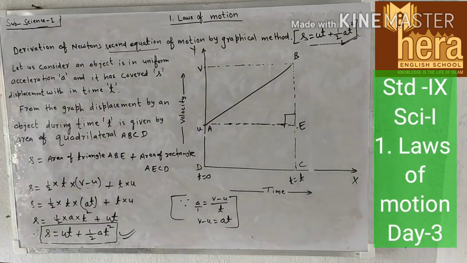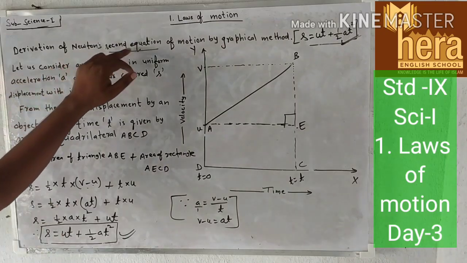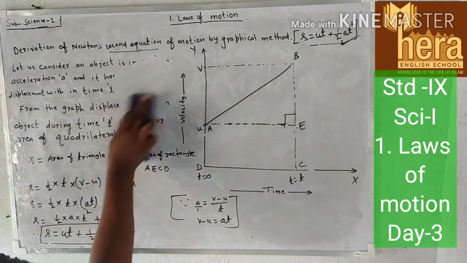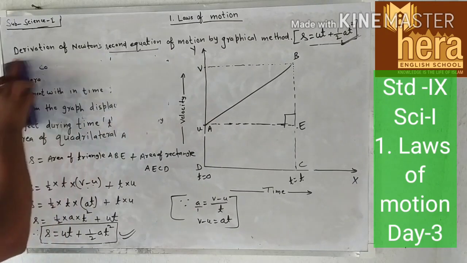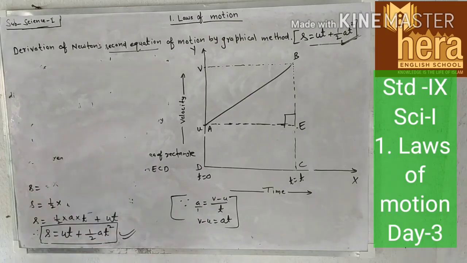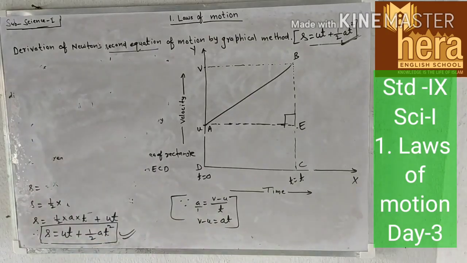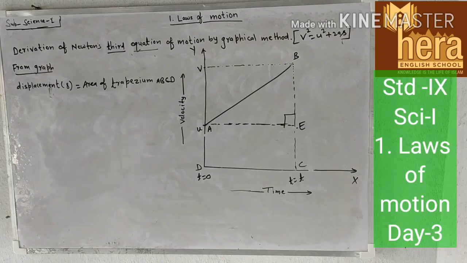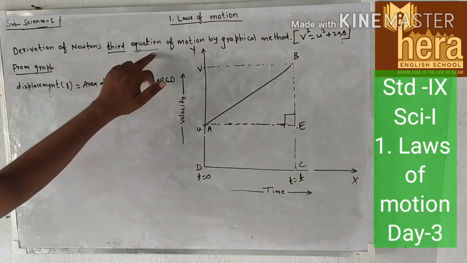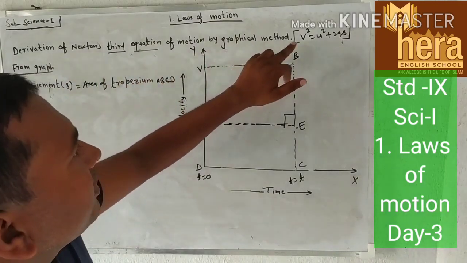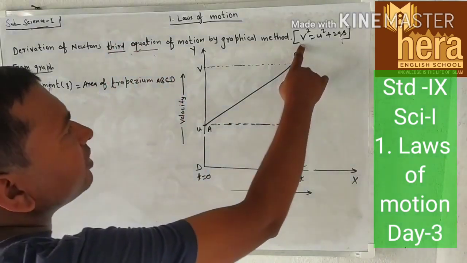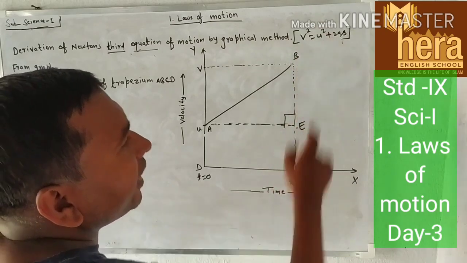Now we are going to derive Newton's third equation of motion by the graphical method. With the help of the graph, we are going to derive v square is equal to u square plus 2as.